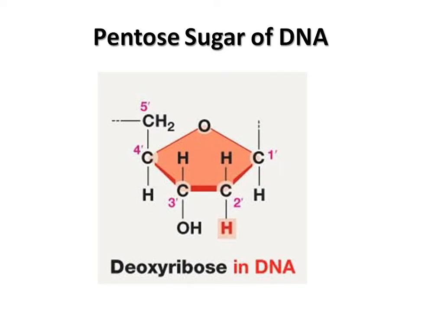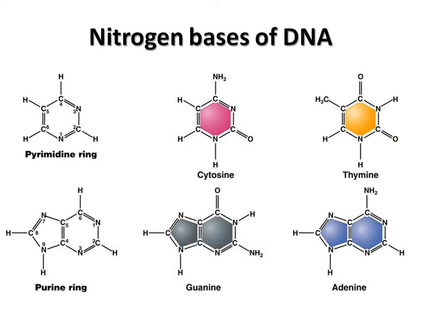Now this is the structure of a pentose sugar of DNA. Now here you will see at this carbon 2 position there is one oxygen atom less. That is why the name is deoxyribose sugar. And it is because of this absence of one oxygen atom, it gives more stability to DNA molecule. It becomes less reactive. The four nitrogen bases of DNA.